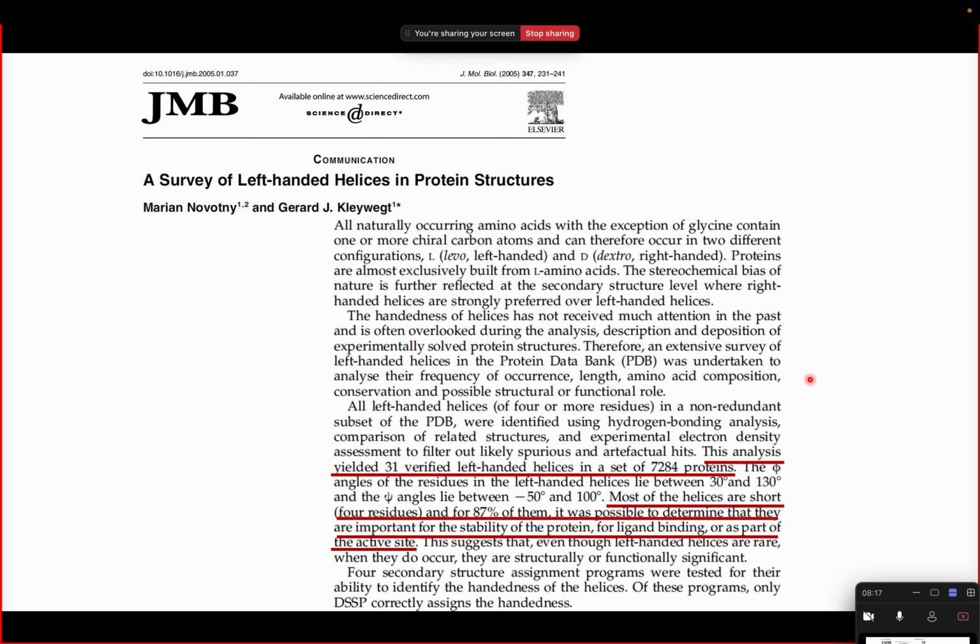4 secondary structure assignment programs were tested for their ability to identify the handedness of the helix. Of these programs, only DSSP correctly assigned the handedness. This information you need not know. The overall conclusion for this particular slide is that though the probability of both left and right alpha helices is there, the more abundant is the right-handed alpha helix, and we cannot completely rule out the occurrence of left-handed alpha helices. So whenever they are present, they do play an important functional as well as structural role. Okay.